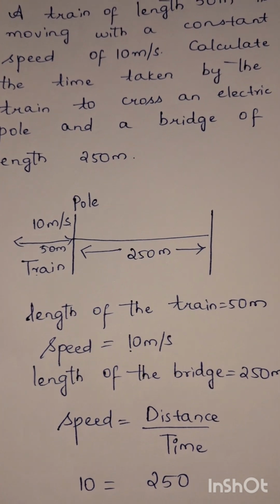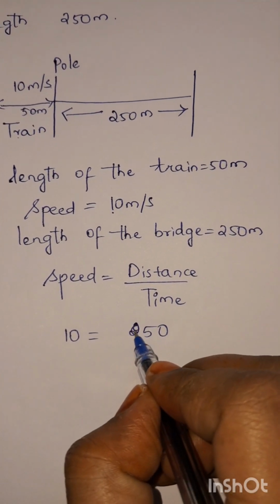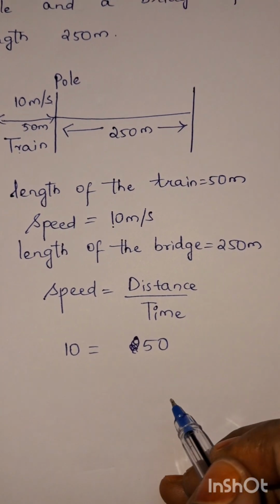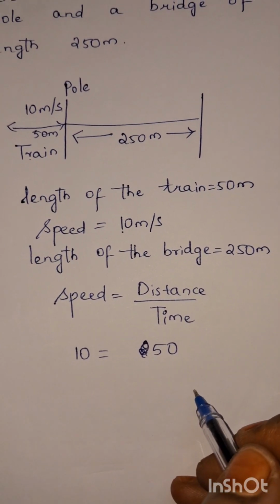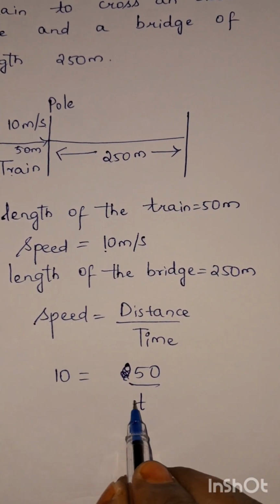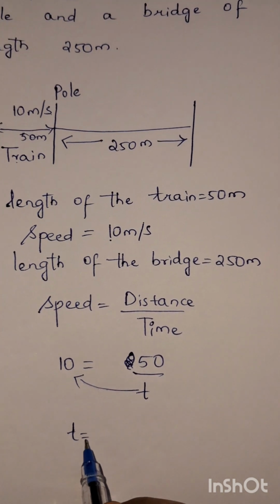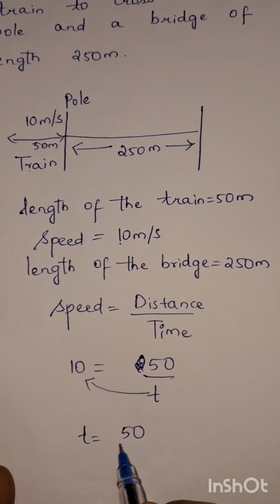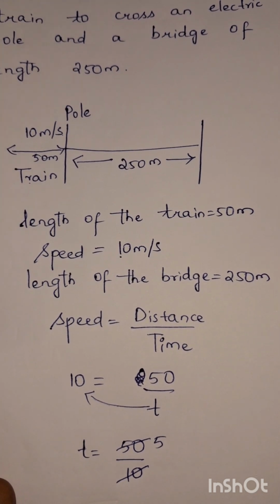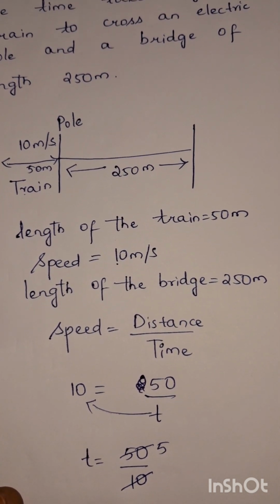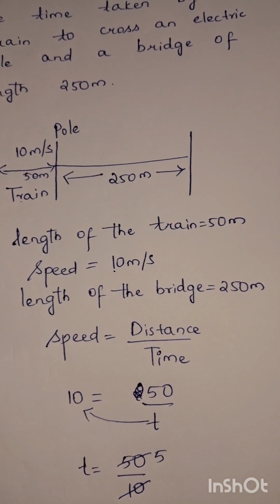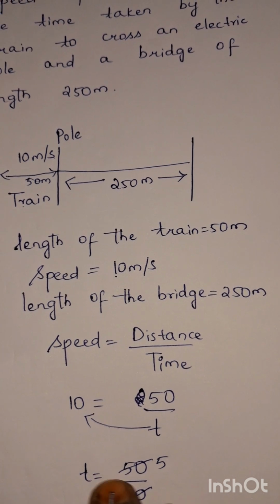50 meters. So first, not 250, we have to take 50 meters because we are not calculating for the bridge, we are calculating for the train. How much time is it taking for the train to move at a 10 meter per second speed? So 10 equals 50 by t. So this t I am sending that side. It will be t is equals to how much? 50 by 10. 10 ones are 10, 10 fives are 50. So how much time is it taking? 5 seconds. So to travel 50 meters, the train is taking 5 seconds. Now we have to calculate the total time at which the train will cross the bridge.